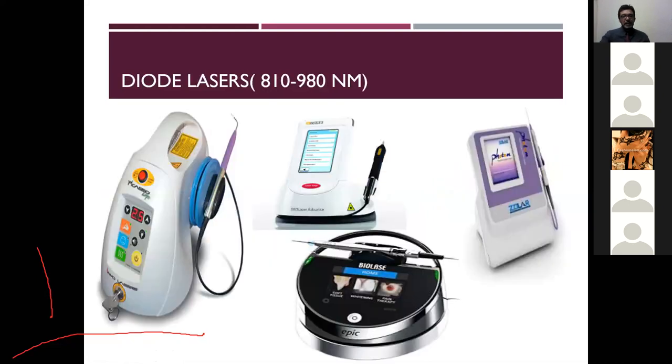Then I'm showing you the various applications of diode lasers. Diode lasers can be used for gingivectomy. You have diode lasers in a range of 810 to 980 nanometers. I'm showing you the commercially available diodes which are available in India, and we are using them. I have used all of them. You have Picasso, Sirona, Biolase, Solar. All of them are diodes. All the varieties are available.